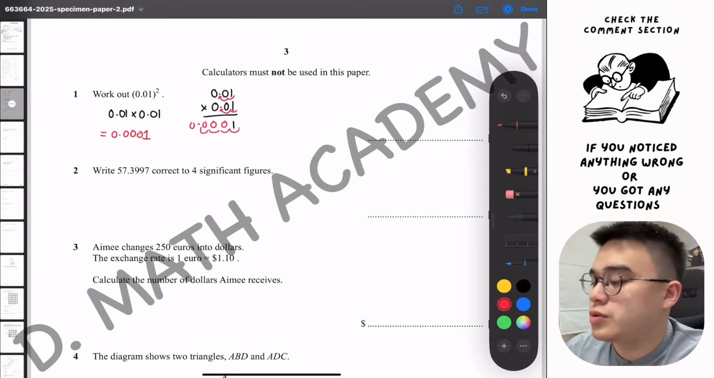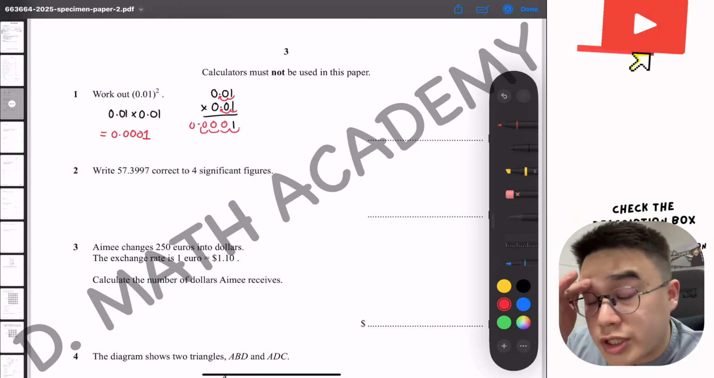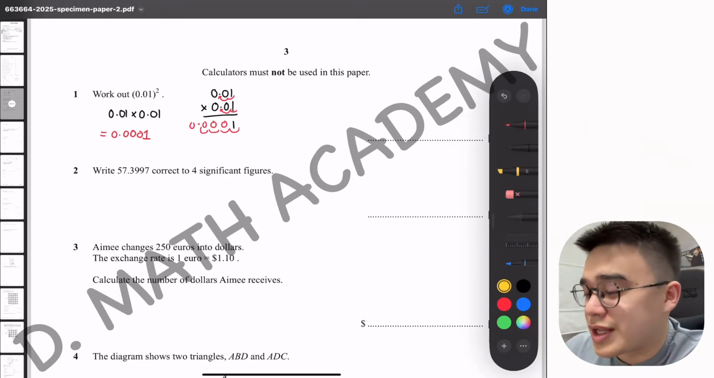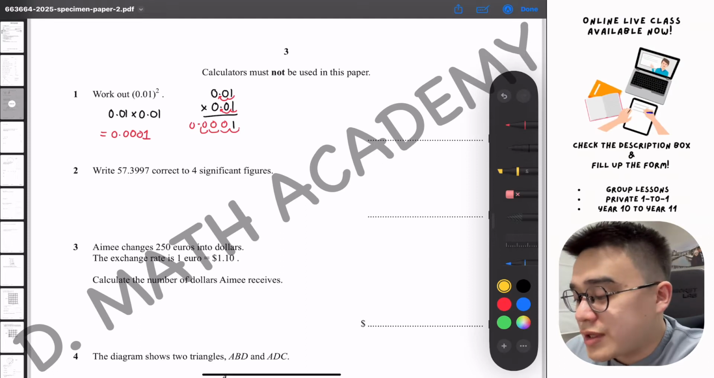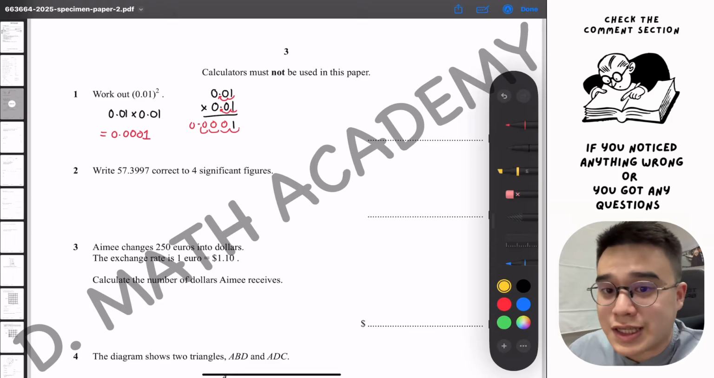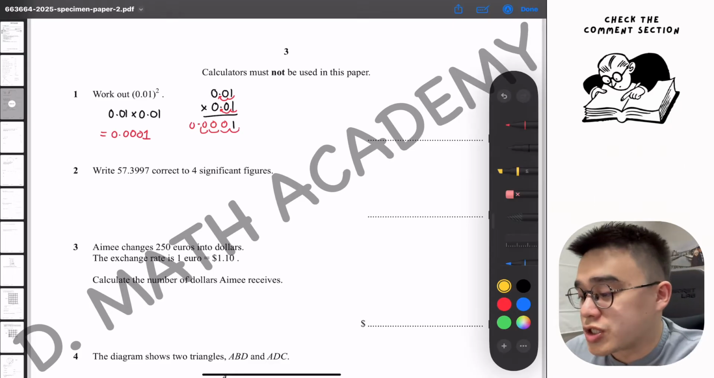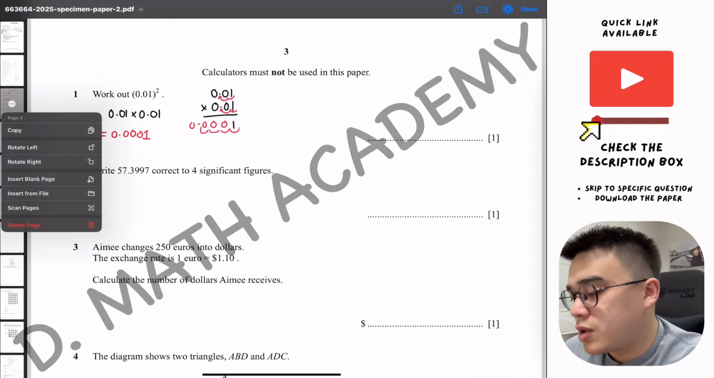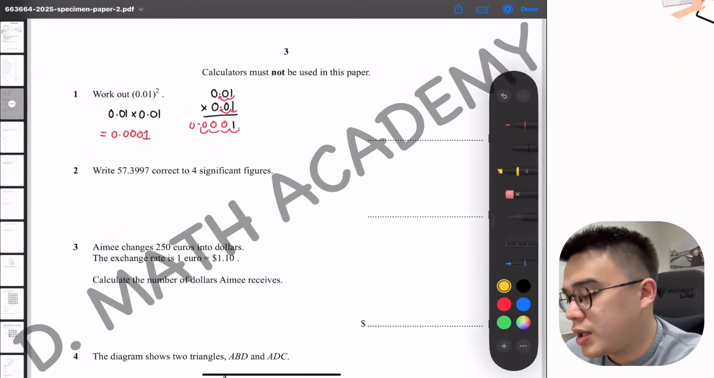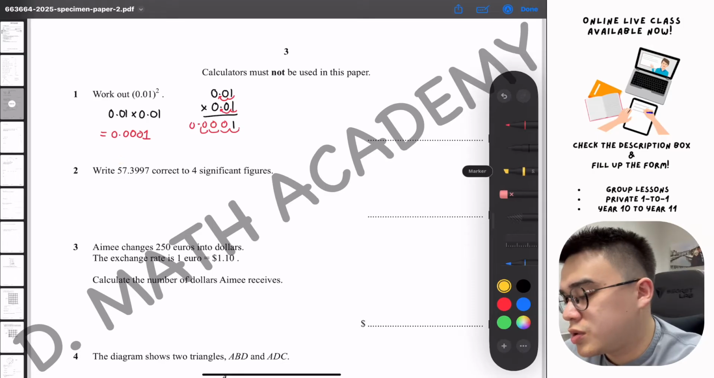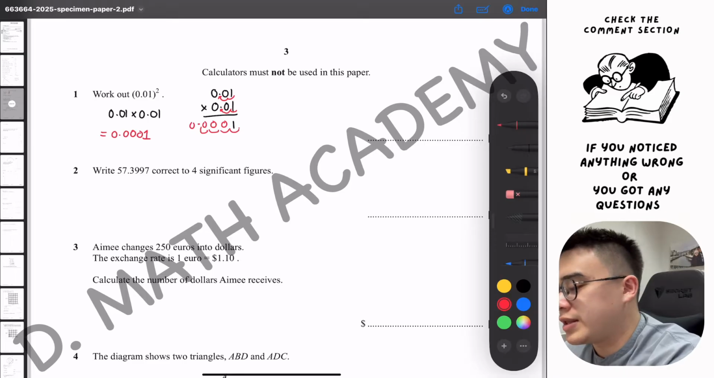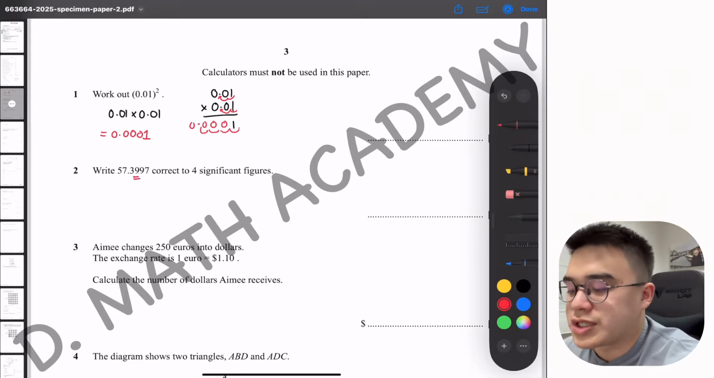Moving on to question 2. This is a very typical question that no matter how many times I explain, there were still students getting it wrong. For 4 significant figures, the rule is to start counting once the first figure is not zero anymore. So over here we have 1, 2, 3, 4. I'm going to underline the 4th number here, which is a 9.